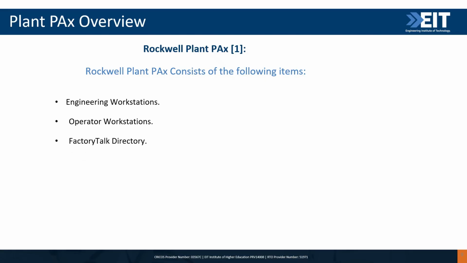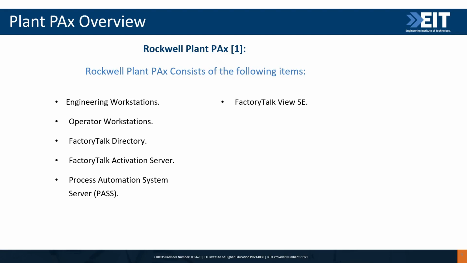FactoryTalk Directory is a standalone server that also hosts the FactoryTalk Activation Server. The Process Automation Server, otherwise known as PAS, hosts FactoryTalk SE, Data Server, and Alarm and Event Service. FactoryTalk Historian is a standalone server that is used to provide trends on the HMI faceplates. FactoryTalk Asset Centre is a standalone server.